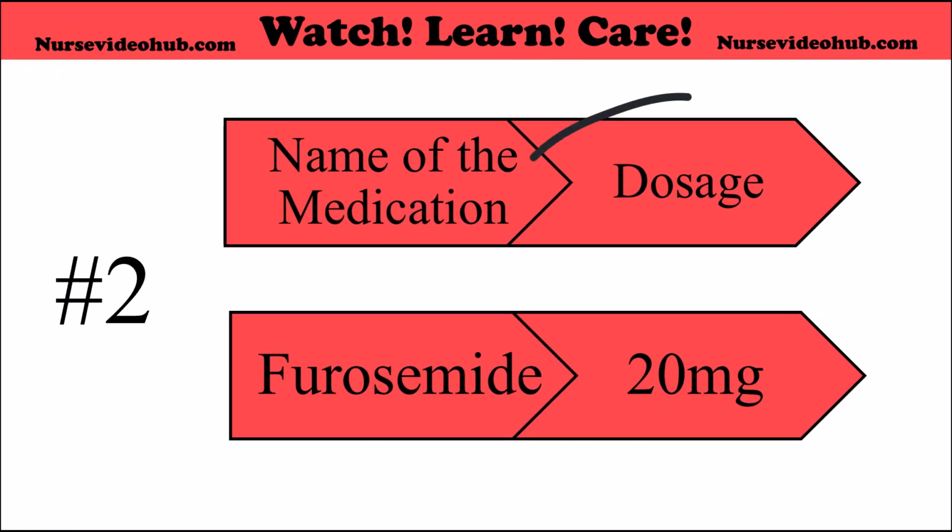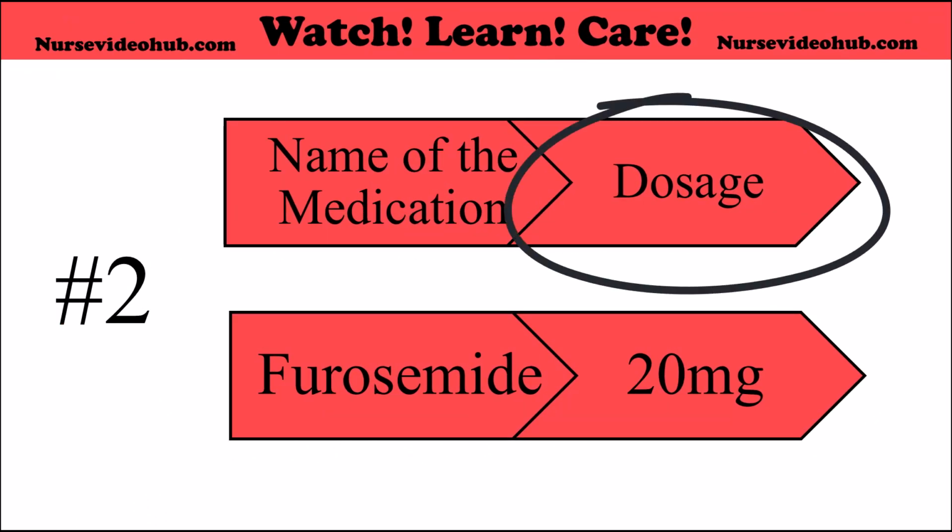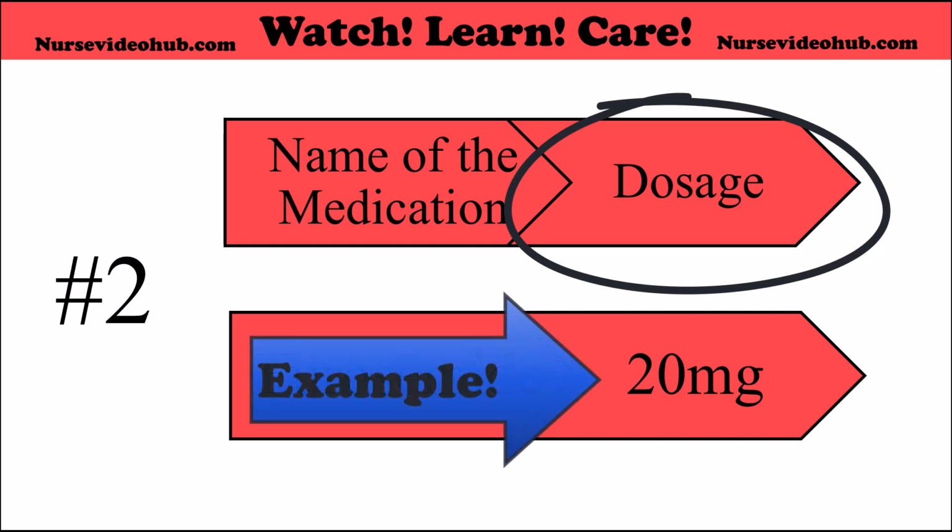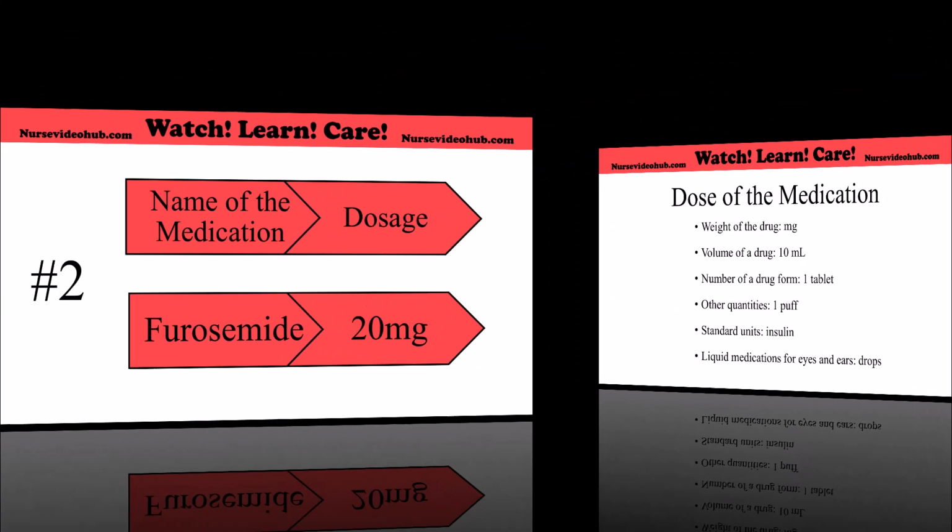Component 2, the dosage. The dosage indicates the amount of drug to be administered. In this example, the dosage is 20 milligrams. That tells you exactly how much of the drug to administer. Giving too much or too little can be dangerous, so accuracy is critical.